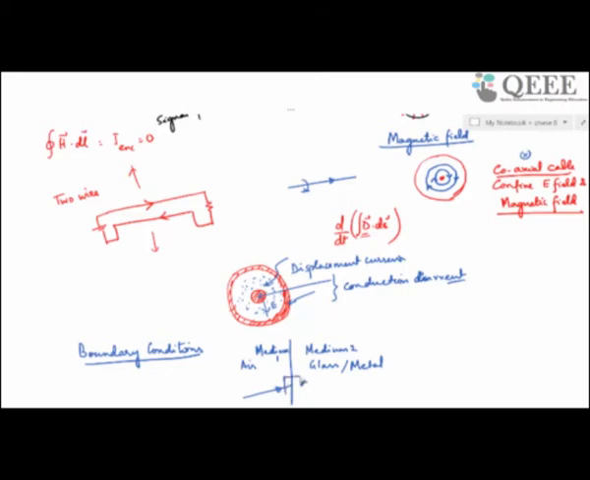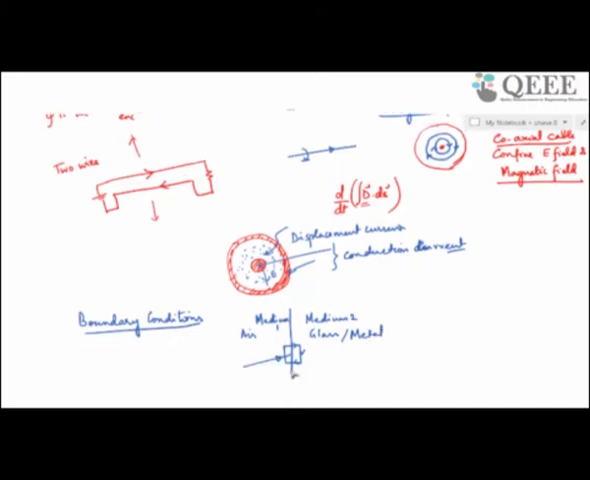I will take a loop which is partly in this and partly in the other medium, or I will take a surface like this which is partly in this and partly in the other, and then I start applying my integral form. So this tells me how the electric field behaves in different media.